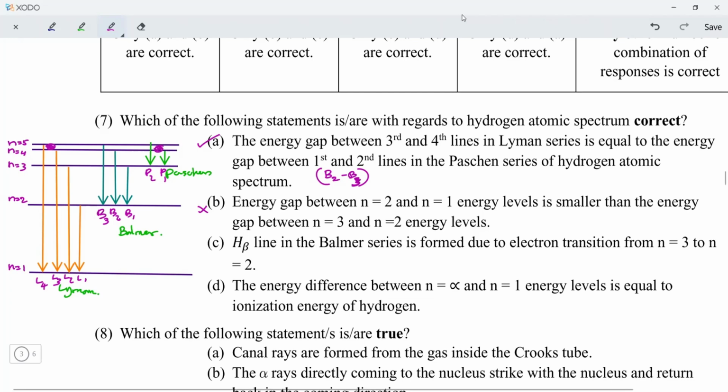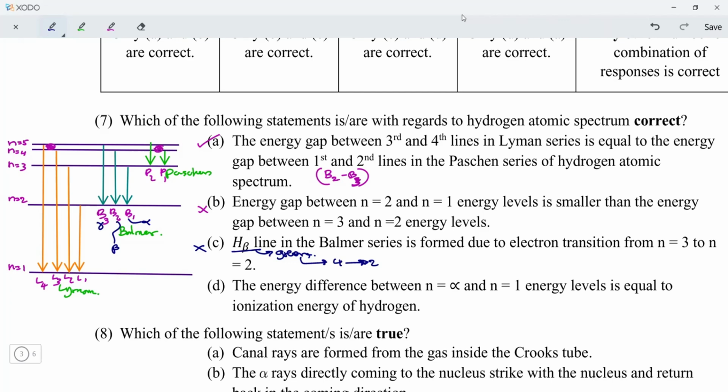H beta line: Balmer series lines are labeled in that way also. The first is called H alpha, the second line is called H beta, then H gamma, and H delta is the fourth line. So H beta means the second line, which is the green color line. The relevant transition is from the fourth to the second energy level, not 3 to 2. So that is also wrong. Everything is there in the diagram. If you remember this diagram, that's the end of the story. You can answer any question.